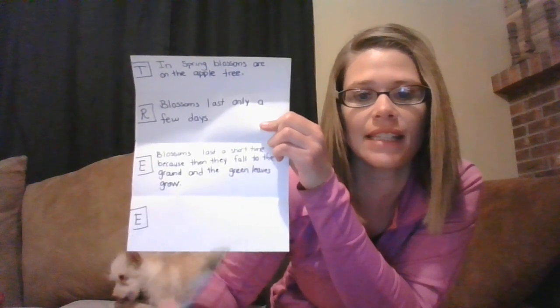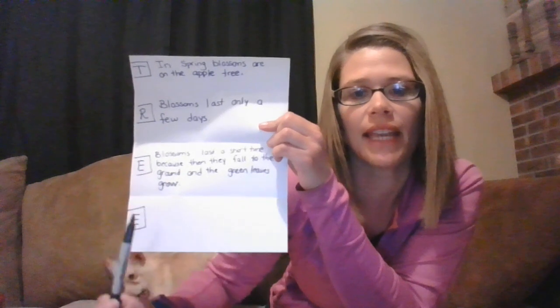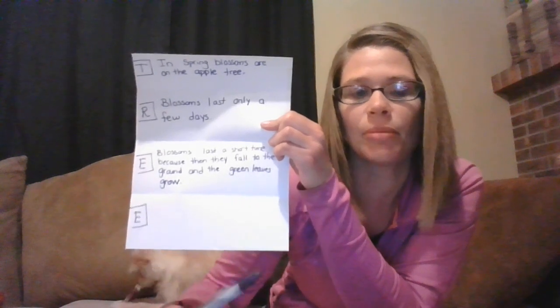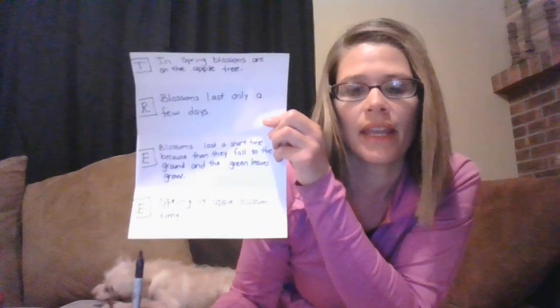And then my ending sentence, I'm going to kind of restate my topic again, okay? So spring is apple blossom time. Okay, so there's my ending sentence. Spring is apple blossom time. Okay, so I've got my topic: in spring, apple blossoms are on the apple tree. My reason or my fact, since this is a teaching story today: blossoms last only a few days. Explaining that, blossoms last a short time because then they fall to the ground and the green leaves grow. Ending sentence: spring is apple blossom time.